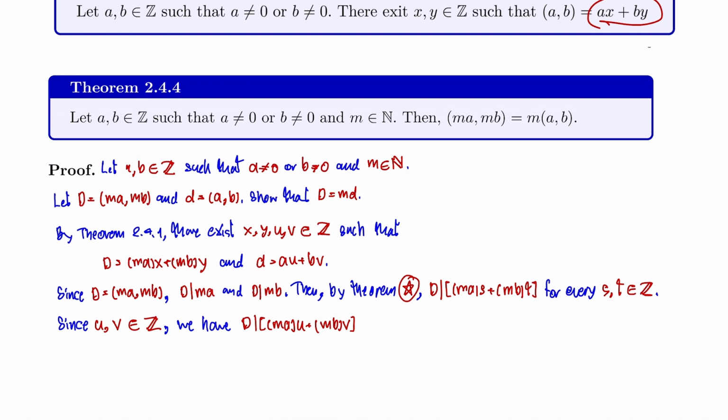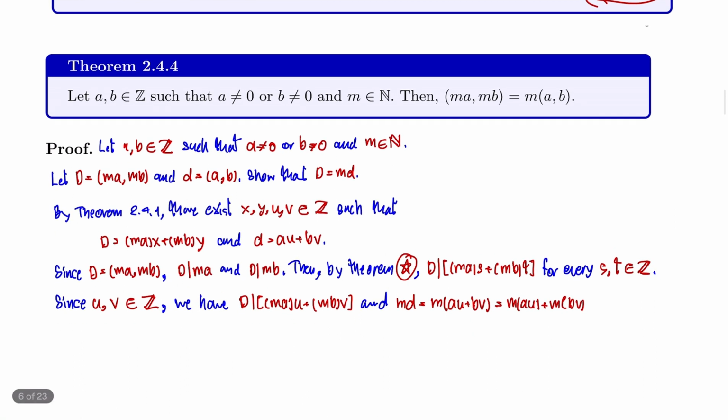So what we have next is that MD equals M times D, and our D is AU plus BV. Distribute this M, so we're going to have MAU plus MBV. And then what can we do next?